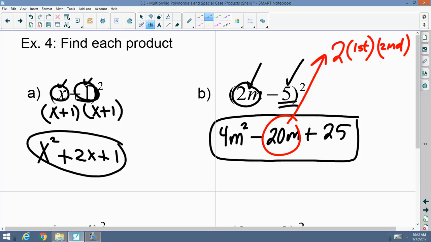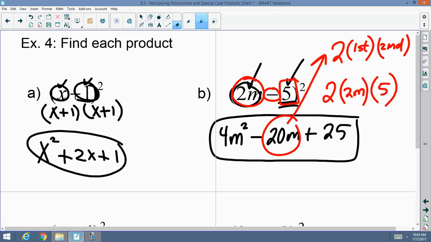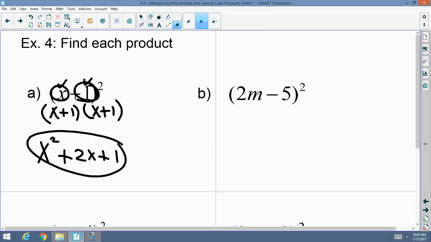Okay? So what's 2 times 2m times 5? Remember, the sign here in the middle is not a term. That's what's separating the terms. So it may help you, if that confuses you, at first to say, okay, first term is 2m. Second term is 5.